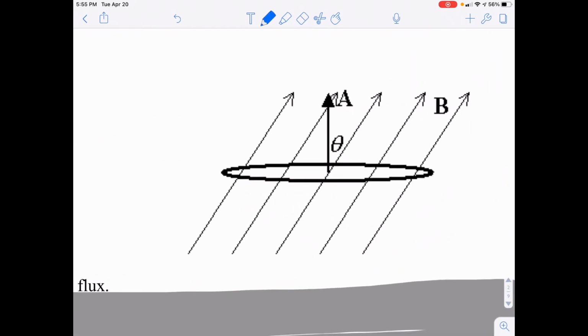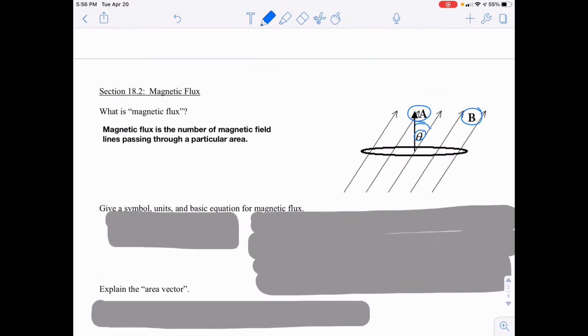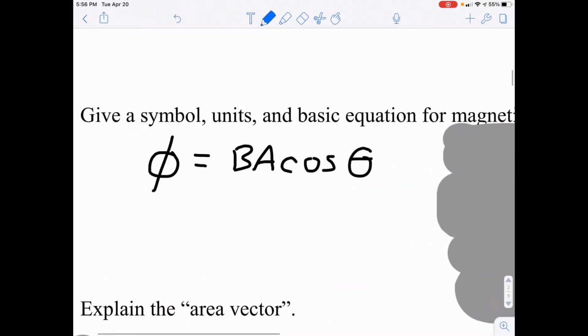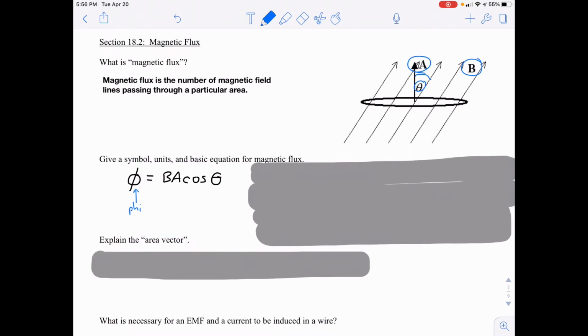Okay, and theta represents the angle between the normal vector and the magnetic field that passes through the loop. So what is the equation for magnetic flux and the units and symbols and variables involved? Well, the variable is the Greek letter phi, and phi is equal to B times A, that's field times the cross-sectional area, times the cosine of the angle between them.